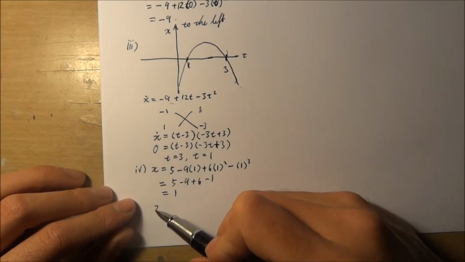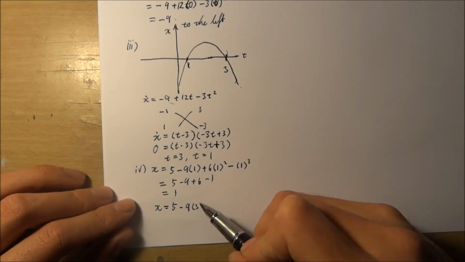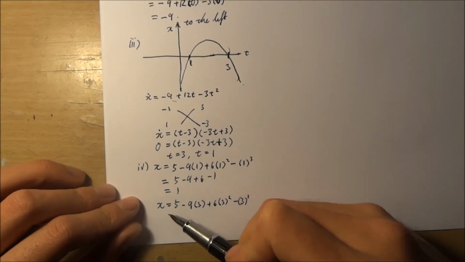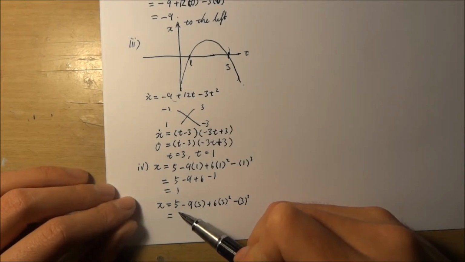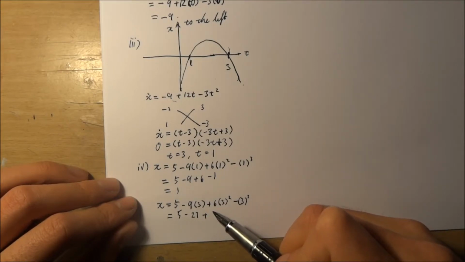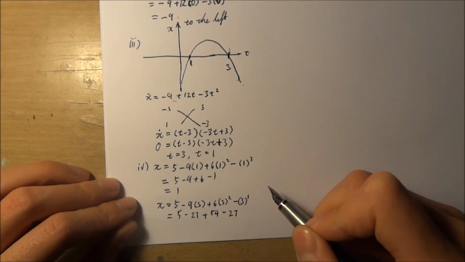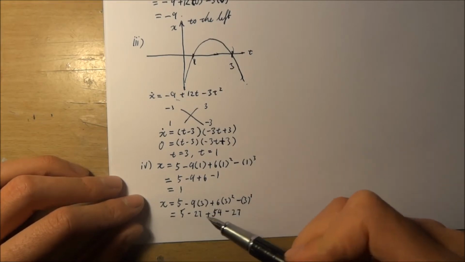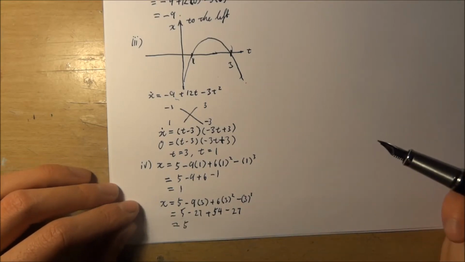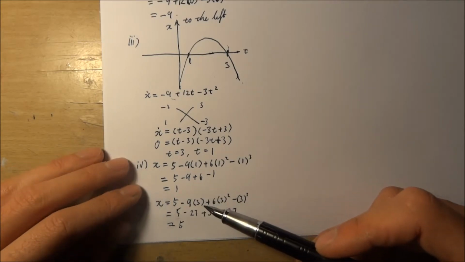And for the second one, 5 minus 9 times 3 plus 6 times 3 squared minus 3 cubed, equals 5 minus 27 plus 54 minus 27. So minus 27 plus 54 minus 27, this bit cancels out, which gives us 5. So that's our locations for the particle where it changes direction.